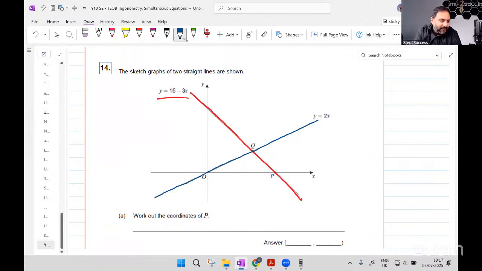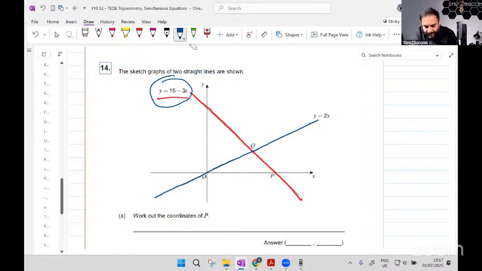The thing to remember is that the equation of a line is like a machine. If you tell it an x coordinate on this line, it will tell you what the y coordinate is, or vice versa. If you tell it a y coordinate, you can find out what the x coordinate is. For example, on this line, what is y when x is 2? I put x equals 2 into the equation, and it becomes 15 take away 3 times 2, 15 take away 6, which is 9. So that's what an equation of a line is.